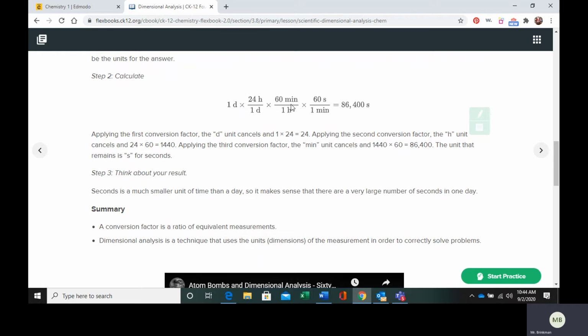Now we need to convert from minutes to seconds. So 60 seconds are in a minute. So we have minute on top, minute on bottom. Those are going to cancel out and we are left with seconds. All right, finally, you multiply them all together, 24 times 60 times 60, you get 86,400 seconds.